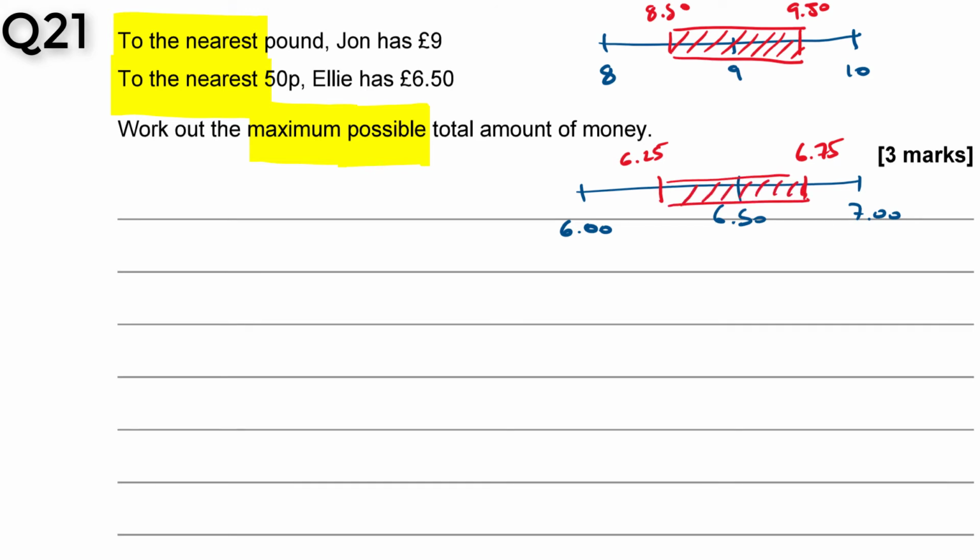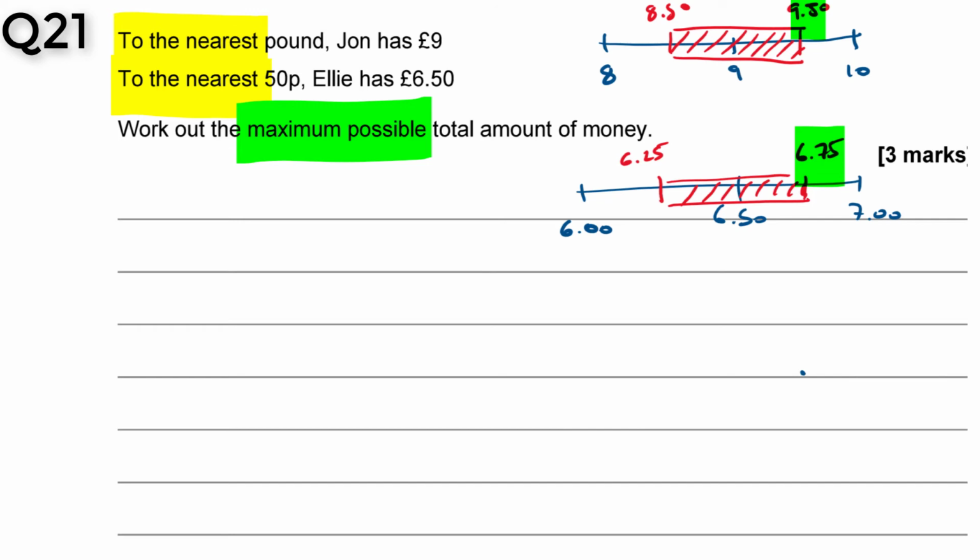Okay, now we want the maximum possible value. So the maximum possible means, in this case, if I'm going to add these two together to get their total, aren't I? So I'm going to be adding the upper bounds of these things together. Now, normally in these sort of limits of accuracy questions, I would advise you just to use these maximum values in your calculation.